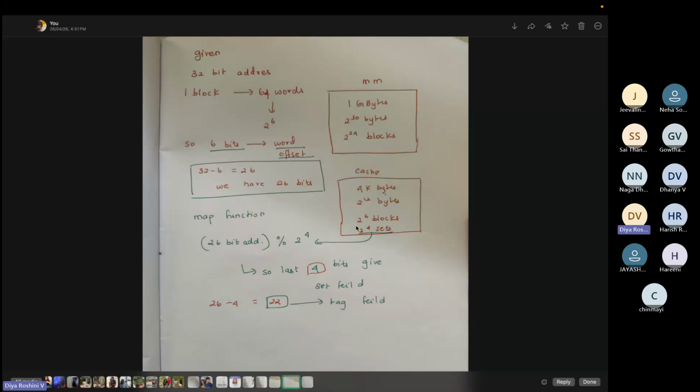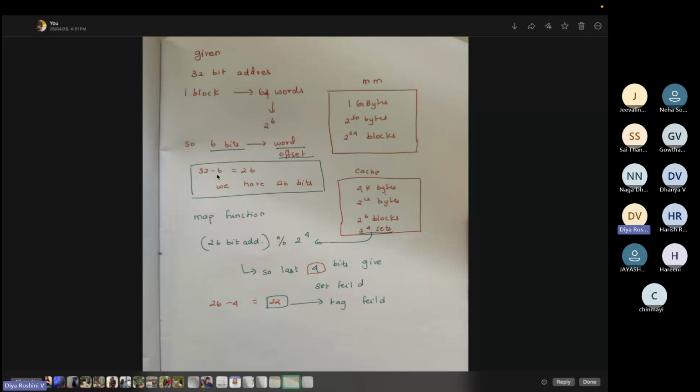Now, my question is to identify the number of bits for each field: how many for the word, how many for the set field, and the set field is nothing but the bits that are going to tell me which set to put the block in. Wait, I think it's confusing. Okay, I'll go in order. Is the configuration of main memory and cache clear?